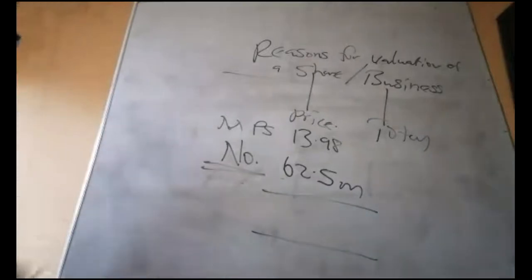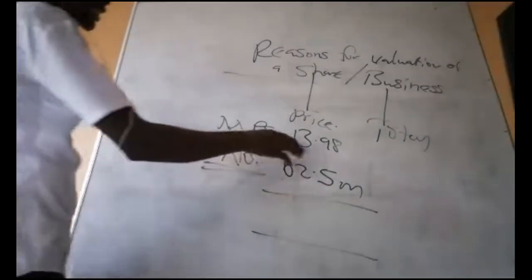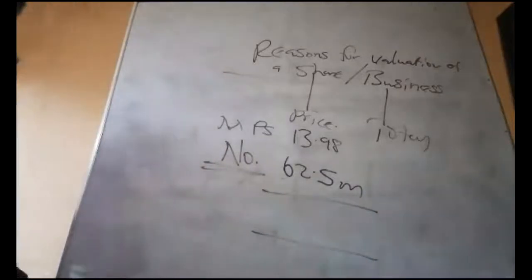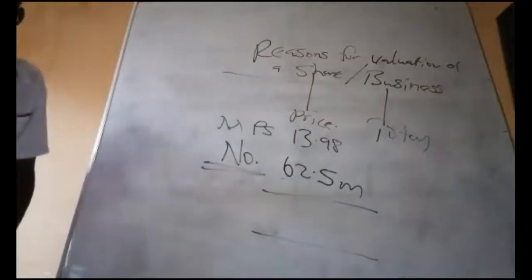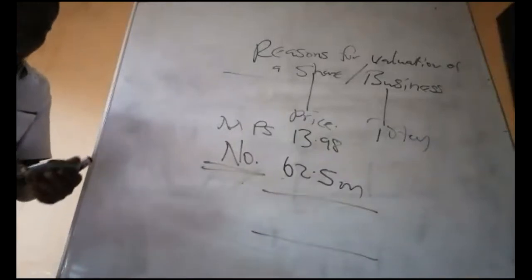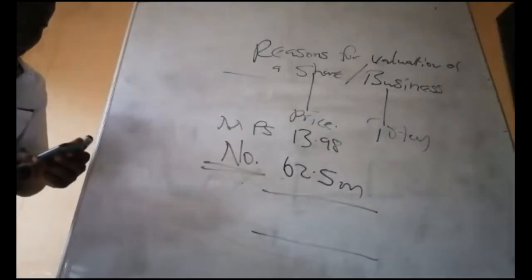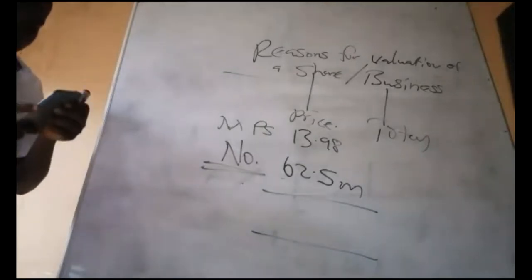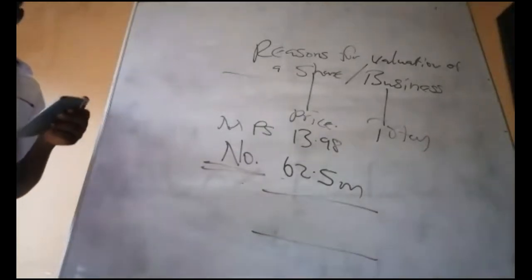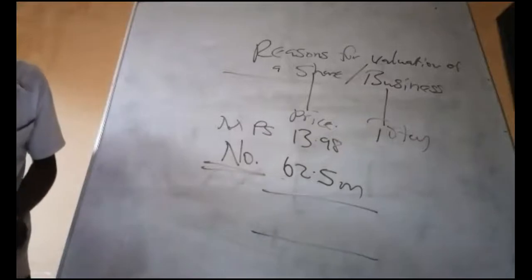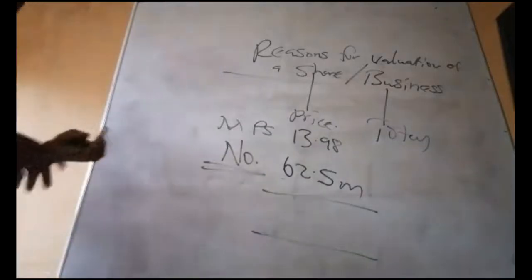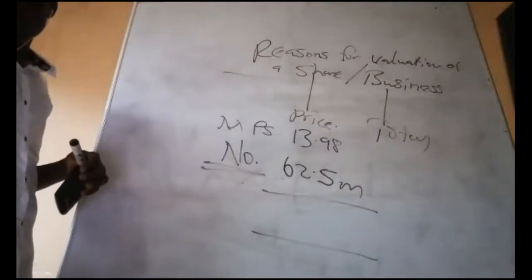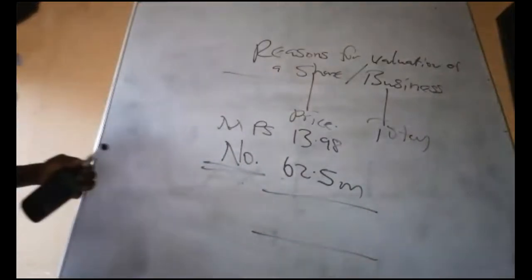So if one of your shares is valued at 13.98, and you have 62.5 million of them on the market, how much is your value? The answer is not here. So that will be 13.98 times what? Times 62.5. Good, so this one is correct. As at the end of last year; for this year, the share price has dropped heavily.